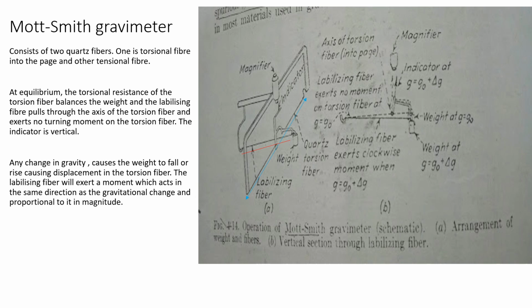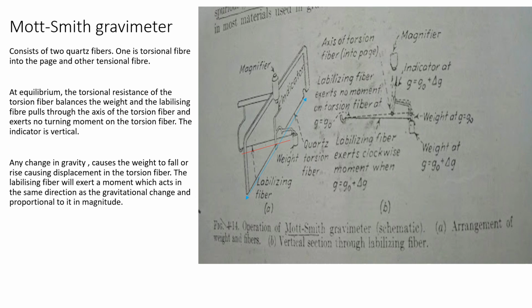So if there is a change in gravity and the weight falls under that change in gravity, that is an increase in gravity, it creates displacement within the torsional fiber, that is the fiber represented by the blue. Since it is a torsional fiber, there is twist, there is torsion in the wire. The labelizing fiber which runs or pulls through the torsional fiber then exerts a turning movement on the weight, and this turning movement acts in the same direction as the gravitational change and is proportional to the magnitude of that change.